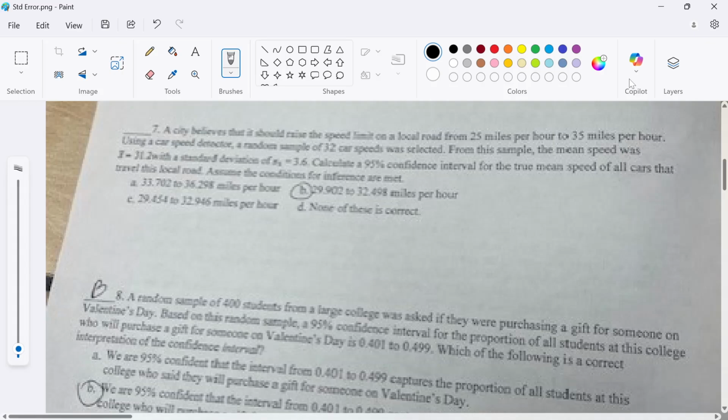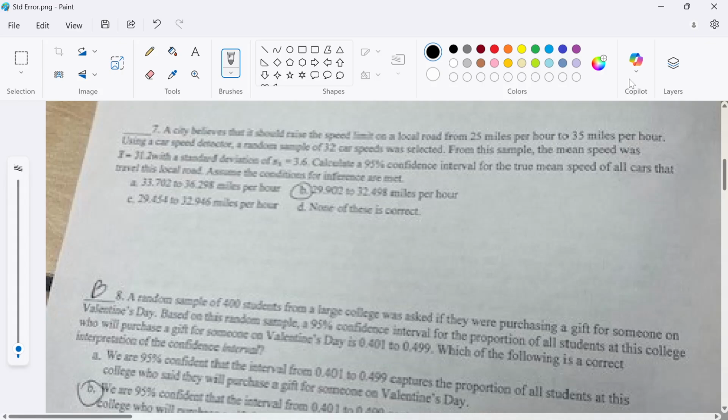Using a car speed detector, I guess a radar gun, a random sample of 32 car speeds was selected. From the sample, the mean speed was found to be 31.2, with a standard deviation of 3.6. Calculate a 95% confidence interval for the true mean speed of all cars that travel this road. Assume the conditions for inference are met.